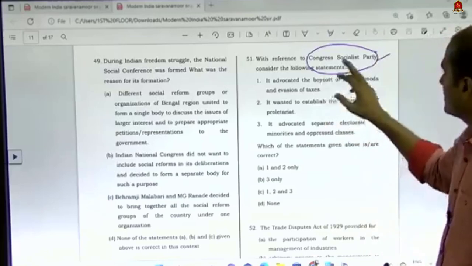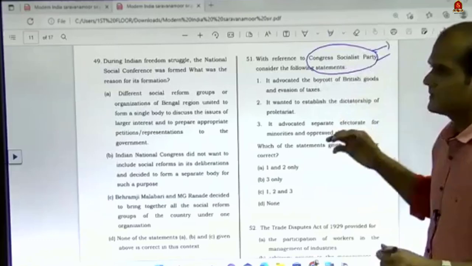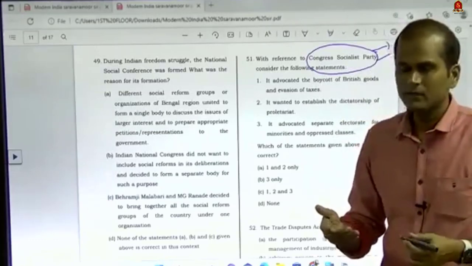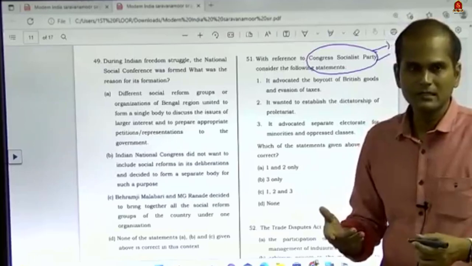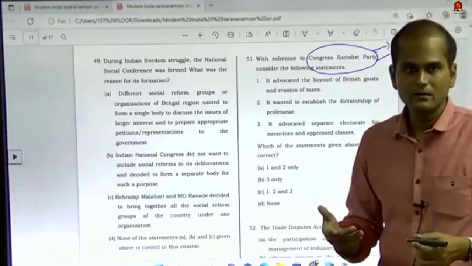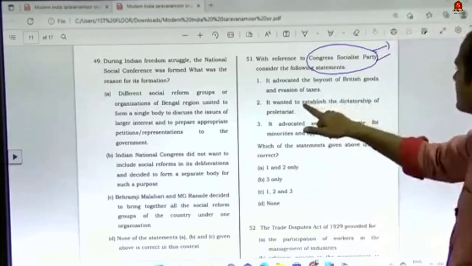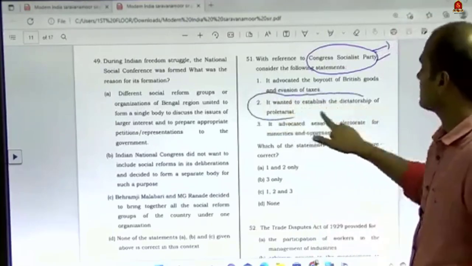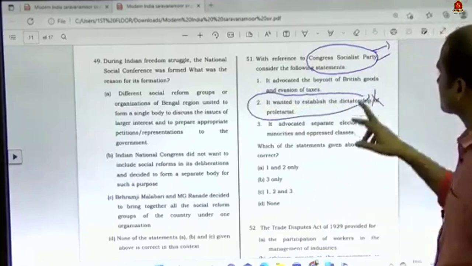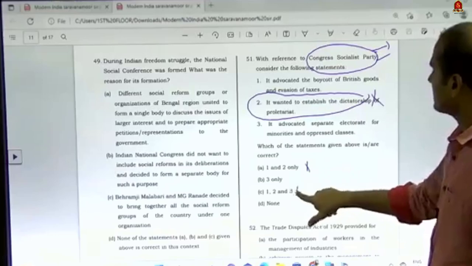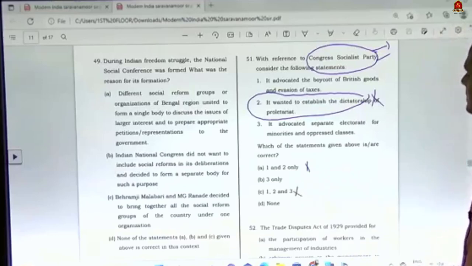With this, let us investigate. What's the idea? To make that Congress more into socialism, more into Marxianism, more into Gandhianism. Right? Don't confuse it with communism. Communism means wanting to establish the dictatorship of the proletariat, so automatically this statement is ruled out. This is communist. That's a major difference between socialism and communism. So automatically A and C are ruled out.